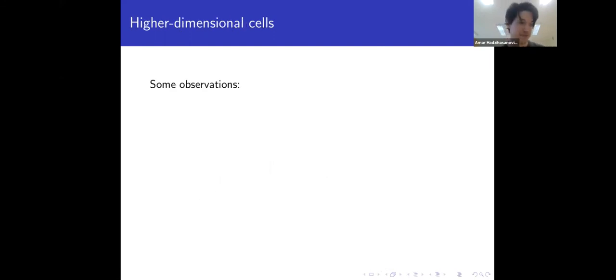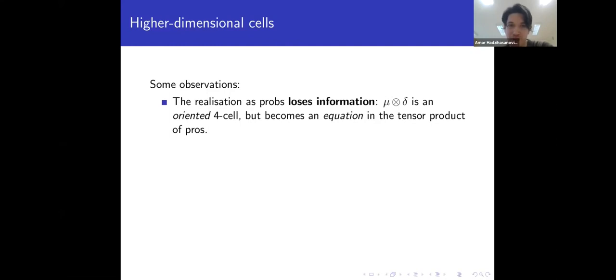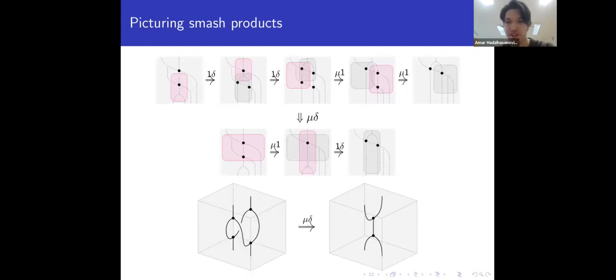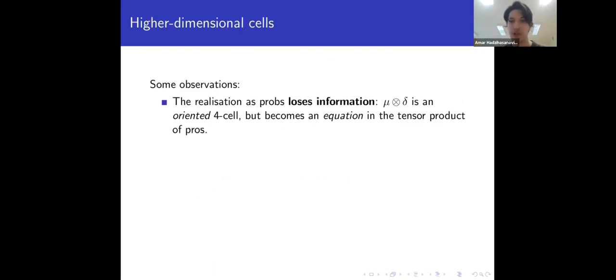So I'm almost finished. I'm just going to give some observations. I hope I've given an idea of how one can recover this tensor product of pros from this smash product. However, one thing that we can say is that this realization loses some information. What we get here is actually an oriented 4 cell with an input and an output. It shows an input and it shows an output. But when you realize this as a pro, this becomes an equation. So we're actually losing information.